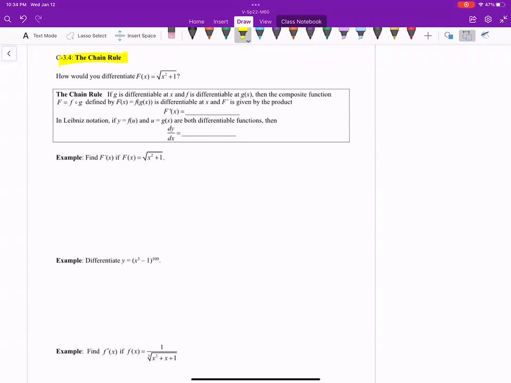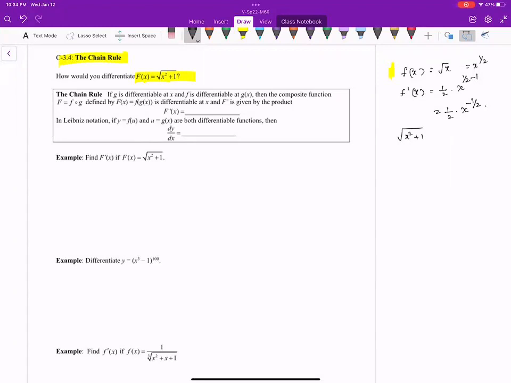This is also a very important topic. How would you differentiate f of x equal to square root of x squared plus 1? Now we have seen earlier, if f of x is square root of x, we can recognize that as x to the power 1/2, and the derivative can be found by power rule: exponent times x to the exponent minus 1, which is 1/2 x to the exponent negative 1/2. But we have not seen something like this, square root of x squared plus 1. How do we differentiate that?